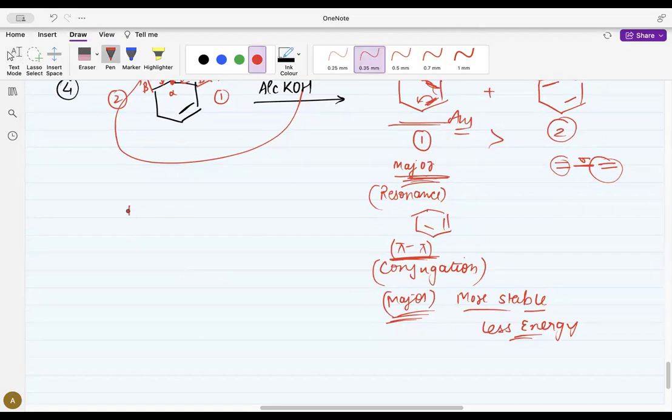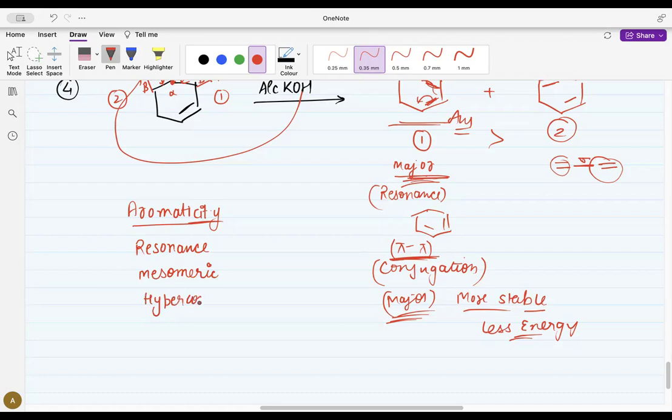Always remember aromaticity. First is aromaticity, which effects you have to see. Second one is resonance. Then mesomeric. Then you have hyperconjugation. And last one is inductive. So we will never talk about alpha hydrogen if we have resonance and mesomeric.